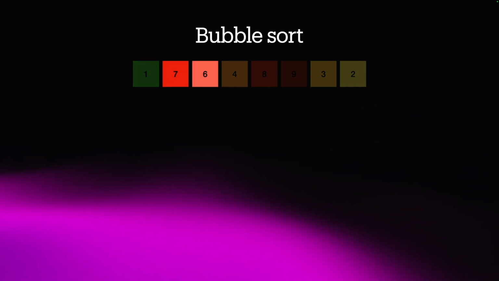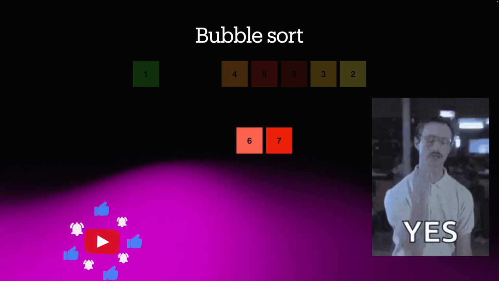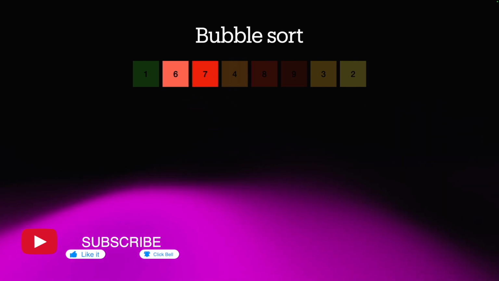Let's pick the second element and its neighbor and have a closer look. Is 7 smaller than 6? No. Okay, cool. What can we do? We can swap them. Let's do that. Nice. Looks much better. Let's continue.